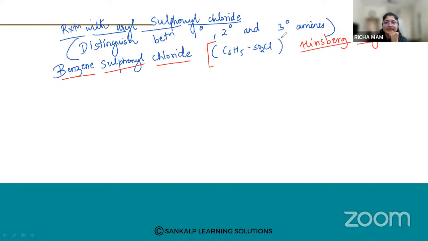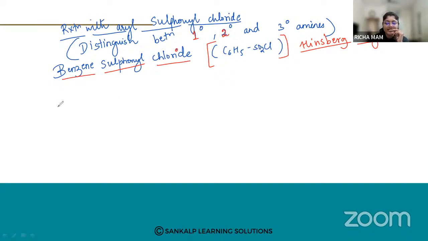So benzene sulfonyl chloride, the formula is C6H5SO2Cl. This is your Hinsberg reagent. We are going to use it to differentiate. This is a test to differentiate between primary, secondary, and tertiary amines.